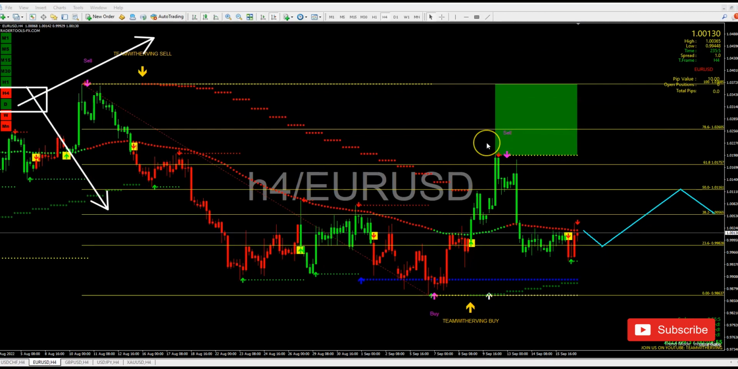But look at here. So far we got a contradiction, right? So now let's pay attention to the multiple time frame. Multiple time frame is saying that we are in a buy position. Look at what our TW sniper entry is saying. It's saying that we are in a buy position. Look at what our multiple time frame is also confirming. It's saying that we are in a buy position here.